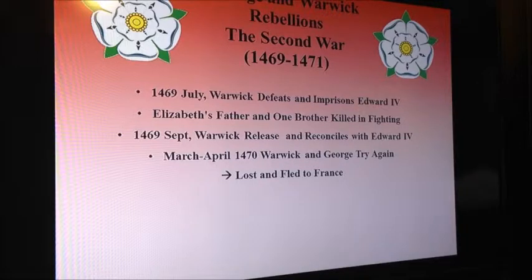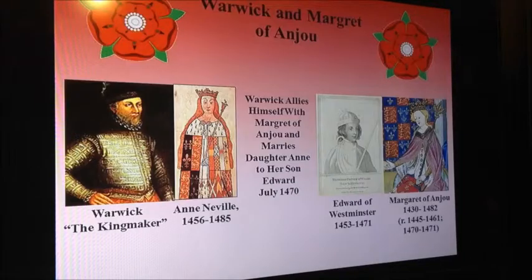The next year, in 1470, Warwick and George try again to rebel, but they lose and they end up having to flee to France. Warwick realizes that with George, he's not going to win. So he tries to find another ally in order to help him get his grandchildren onto the throne. So in France, he meets another person who had to flee to France, Margaret of Anjou, Henry VI's wife.